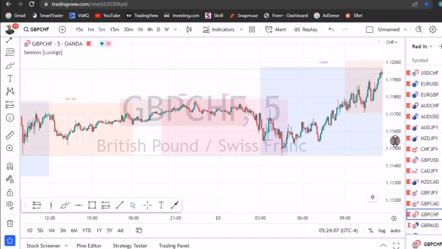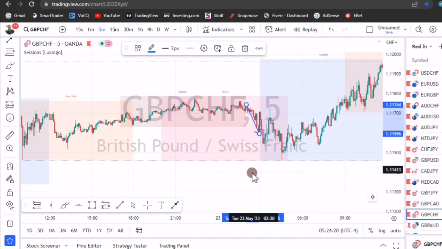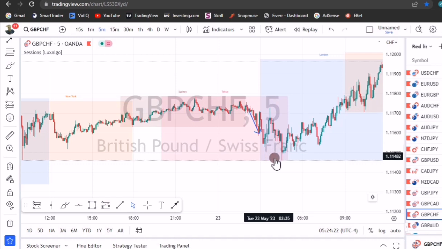Here is a tricky one. Price came out of Sydney and it pushed downwards, and when it pushed downwards, you would expect that when the London session opens, it is going to spike upwards. So what happened is that it didn't spike upwards immediately when the London session opened. It started by moving downwards.